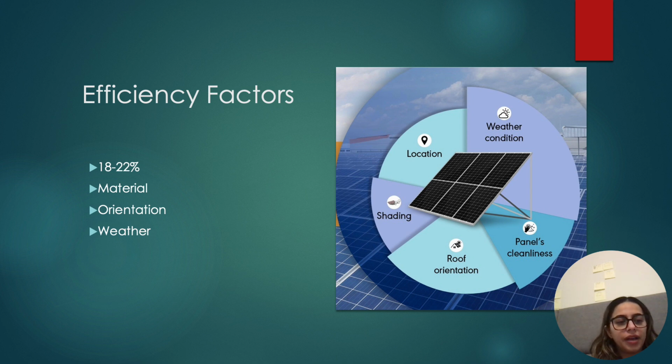Typically, commercial panels convert about 18 to 22% of incoming light into electricity, but their efficiency depends on weather conditions, the material that we are using, the orientation of the panel, and even the cleanliness does matter in this situation.